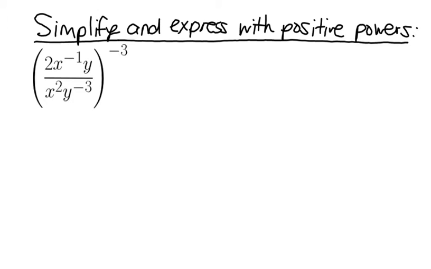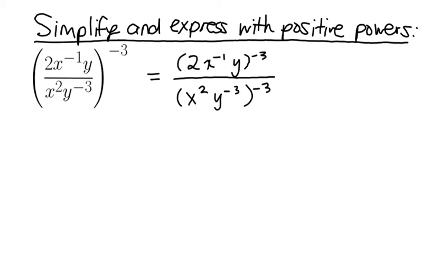Here we'd like to explore one of the distributive properties of powers. And that is, if we have a fraction, we can distribute this outer power to both the numerator and the denominator. Doing this distribution, we get something that looks like this. Notice that I've taken the whole numerator and raised it to the power of -3. I've also taken the whole denominator and raised it to the power of -3.